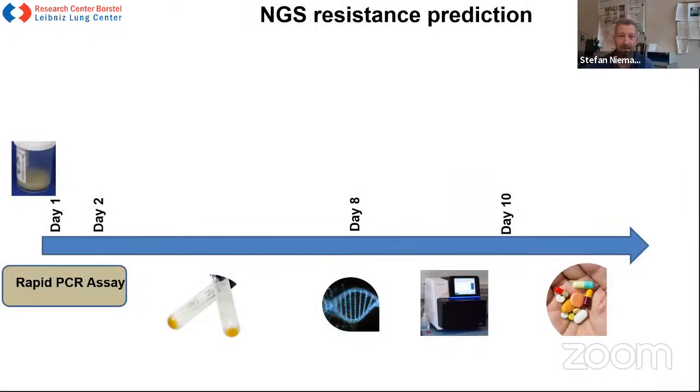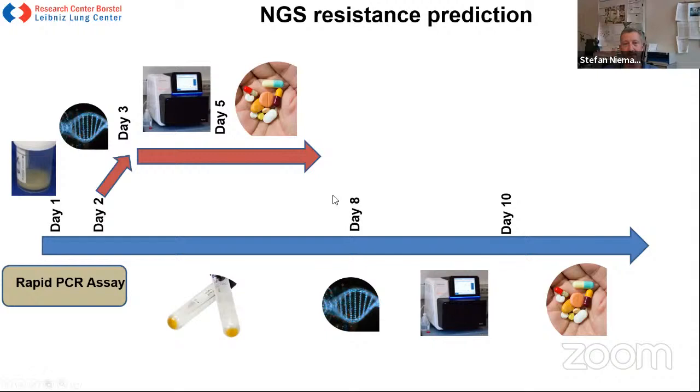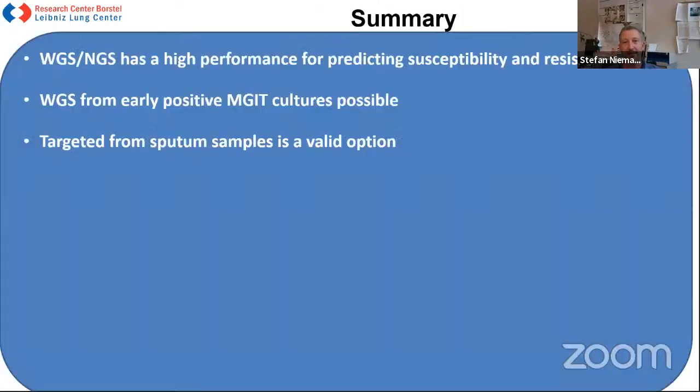So the MGIT-based whole genome sequencing workflow could potentially lead to a result within a 10 days workflow. But if we do the targeted sequencing from sputum, we get to an interpretable resistance result within 5 days. And I think this is quite a speed up of the time to diagnostic at a high accuracy.